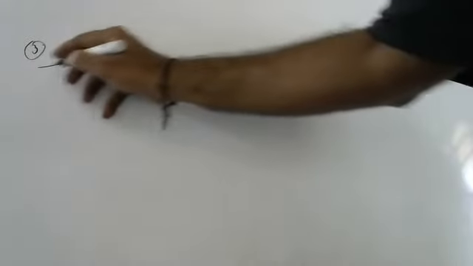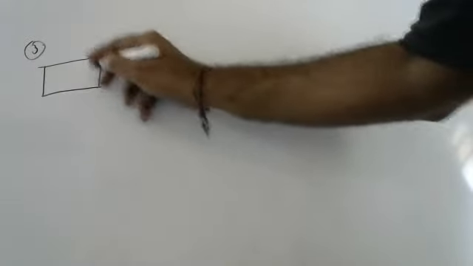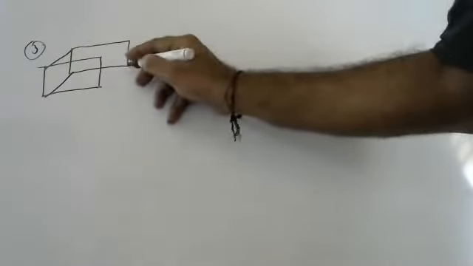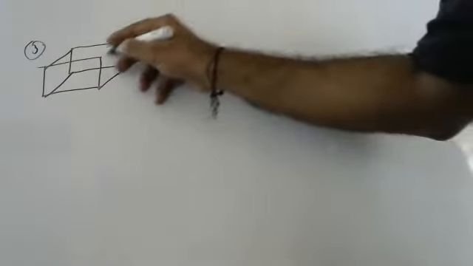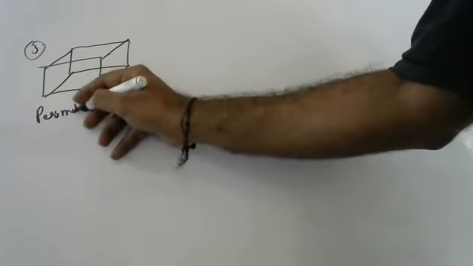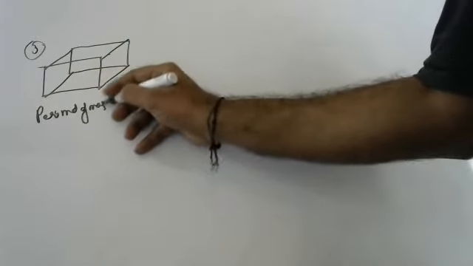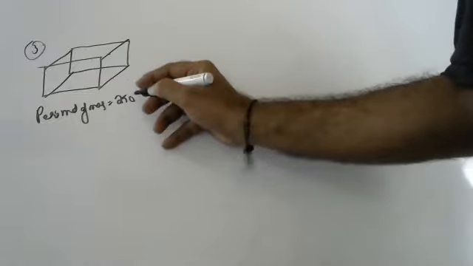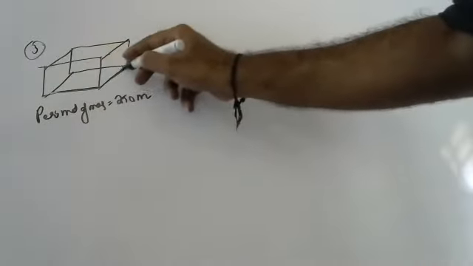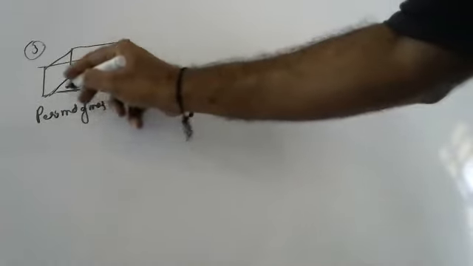Third one. The floor of a rectangular hall is 250 meters. Children, rectangular hall means what? Cuboid. So the perimeter of the base is 250 meters. The perimeter of the floor is 250 meters, he said.